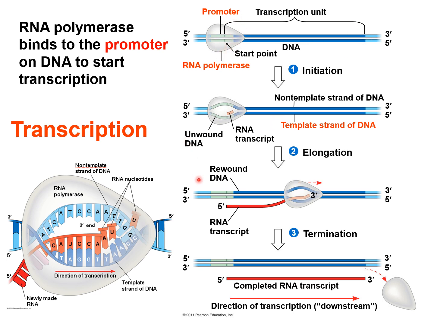Okay, and then it will transcribe the template strand, just one of the strands, all the way down until it gets to a certain sequence at the end of the gene that says, oh, that's the end of the gene. You can stop transcribing, and then the RNA polymerase will fall off the DNA.